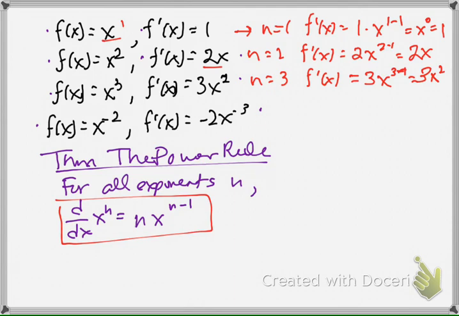n can be any real number. Or in this case, it's negative 2. So I have f prime of x would be negative 2, x to the negative 2 minus 1, which is negative 2x to the negative 3, which is what we have here. So now that we've actually done this, now we can use the power rule. And so the formal definition is to go through what we've been doing before. Now we can actually use the power rule if I have a power function.